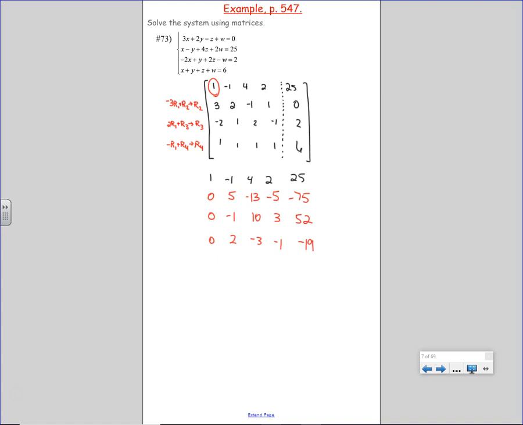Fourth row, 0, 2, negative 3, negative 1, negative 19. Yeah. Cool. What did I just establish? What did I just finish? My first column. That wasn't too bad, right? What's next?